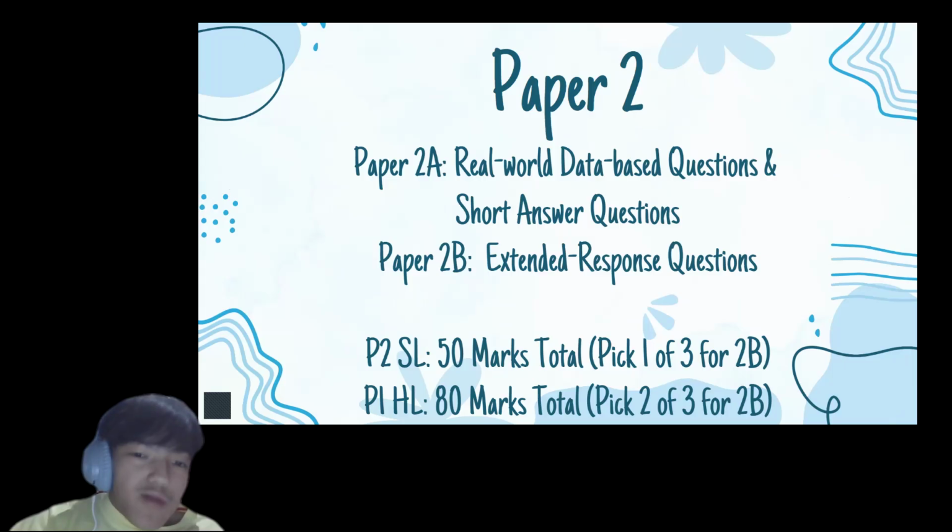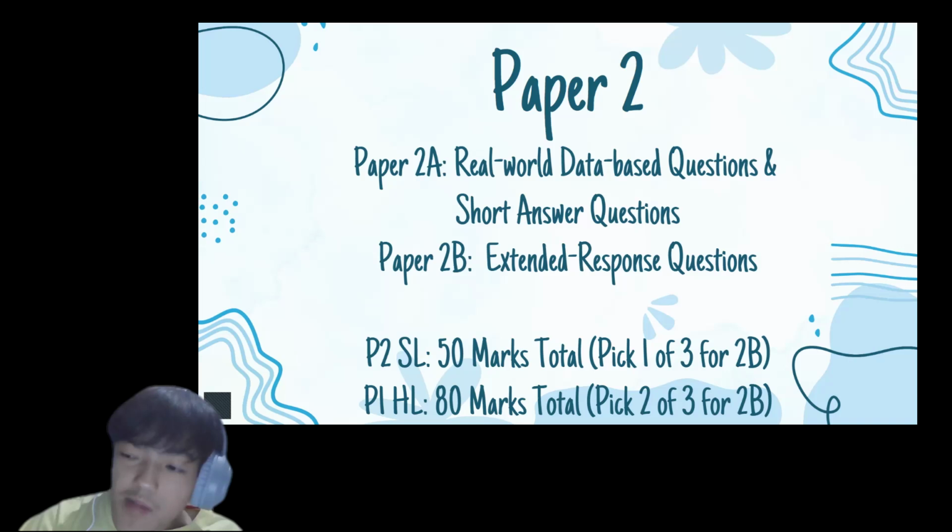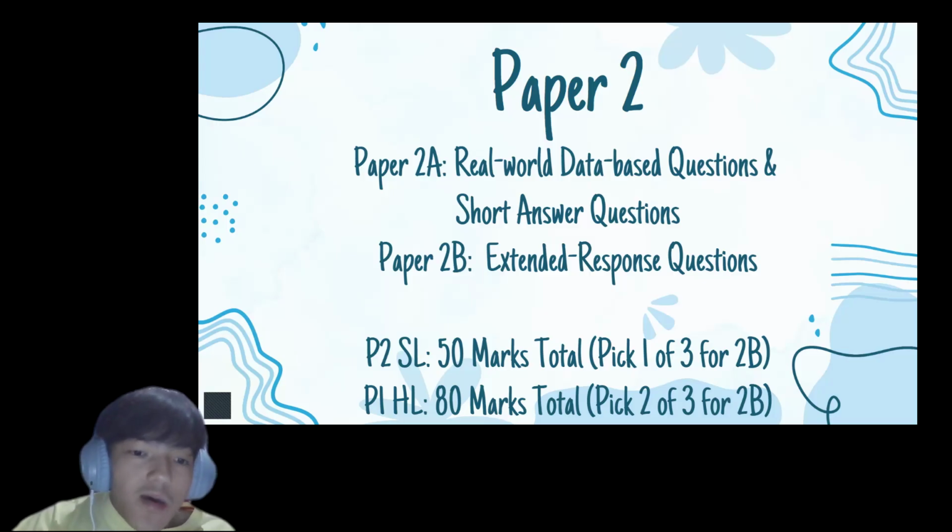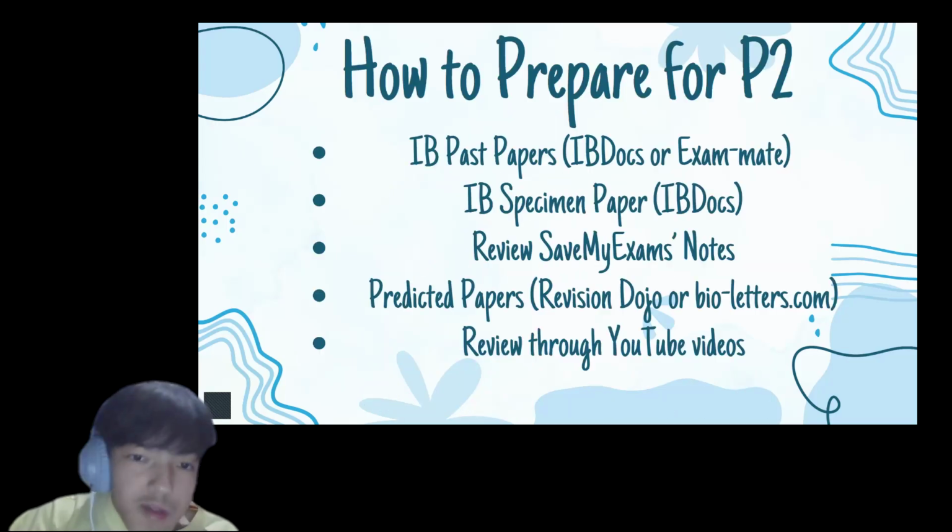And then paper 2B, where each question is made of two 4 mark questions and one 7 mark question for a total of 15 marks. For SL, you pick one of three of these questions, but for HL, you have to pick two of three. So these are some paper two tips. Again, same thing.